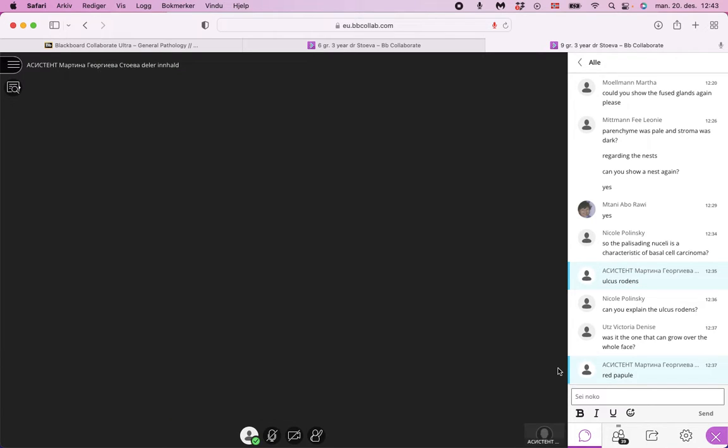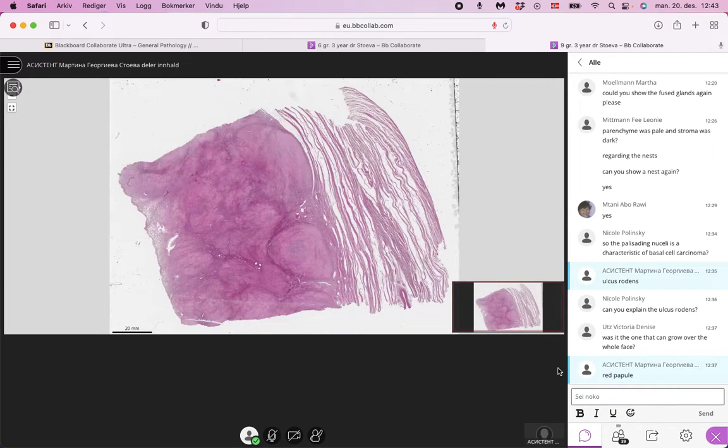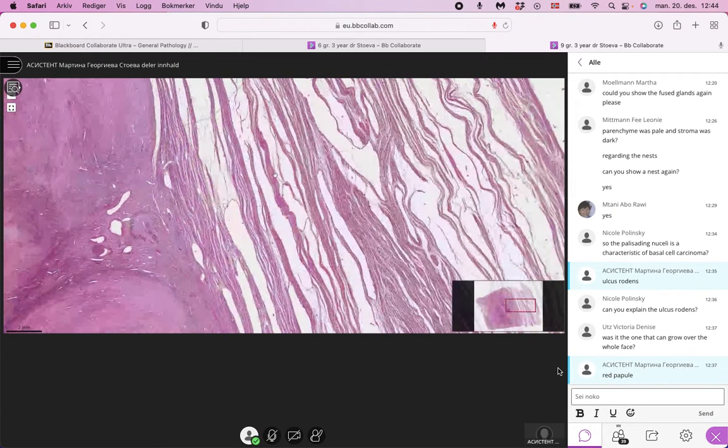Slide number 41 follows. This is leiomyoma. The tumor involves the left side of the slide, and on the right side, we can see the normal tissue which gives rise to this tumor.